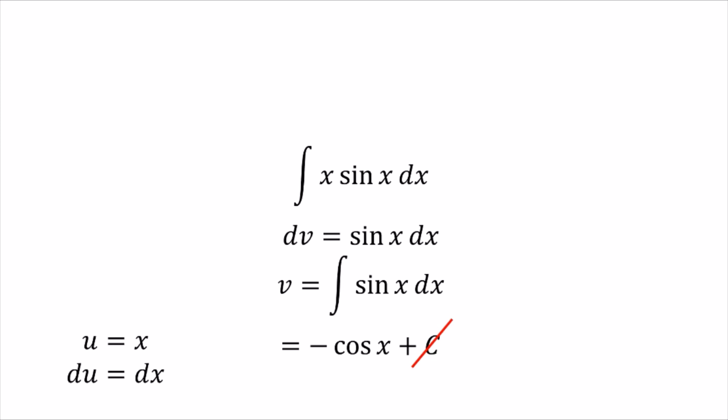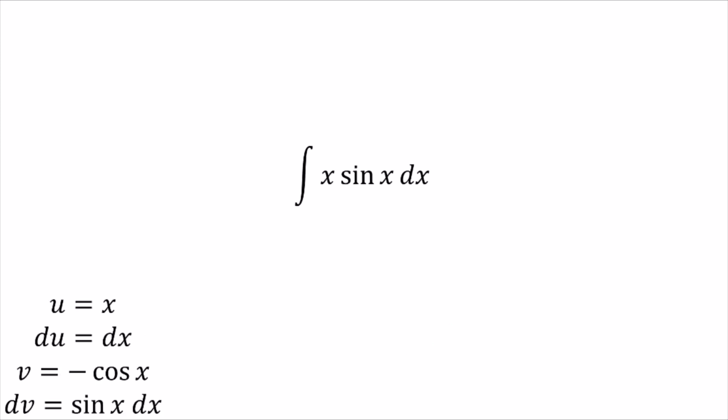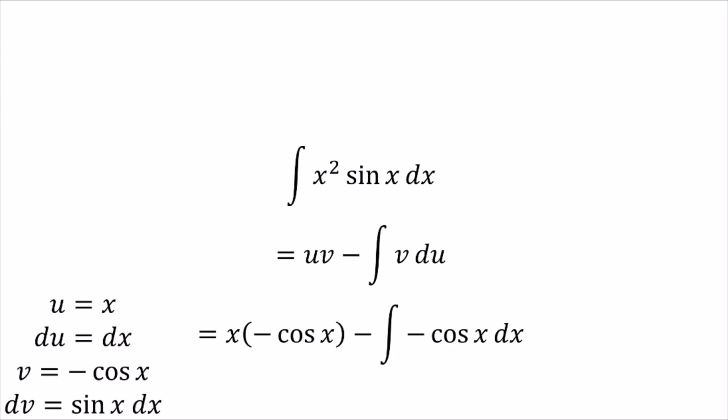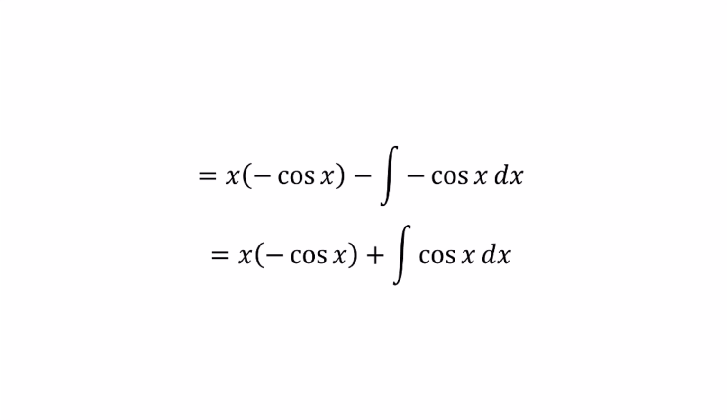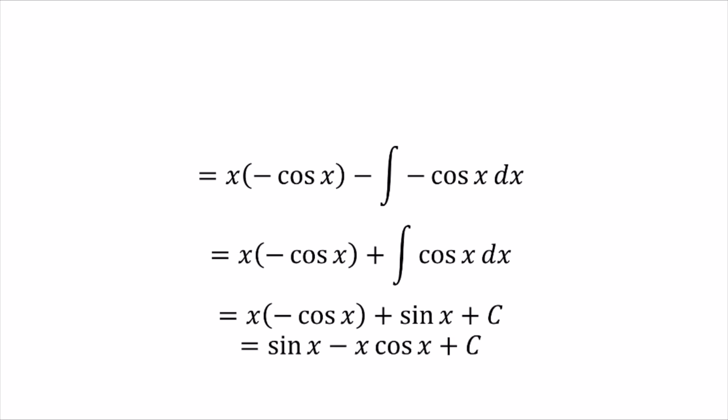Now we will substitute all these values. The integral of x sine x is equal to uv minus the integral of v du, which is substituted into this. The two minuses cancel out to give a plus. The integral of cosine x is sine x plus constant. That gives us the answer: sine x minus x cosine x plus constant.